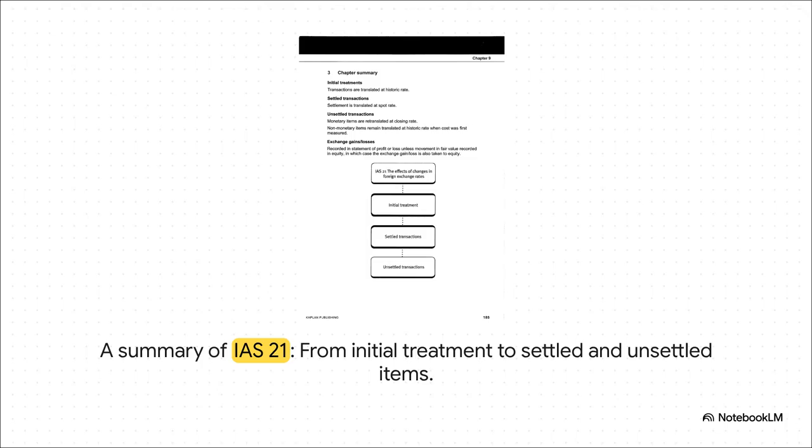If it's a settled transaction, the difference when you pay is a gain or a loss. If it's an unsettled transaction at the year end, you just have to ask one question. Is it monetary or non-monetary? If it's monetary, retranslate it at the closing rate. If it's non-monetary, you leave it alone at the historic rate. It's really as simple as that.